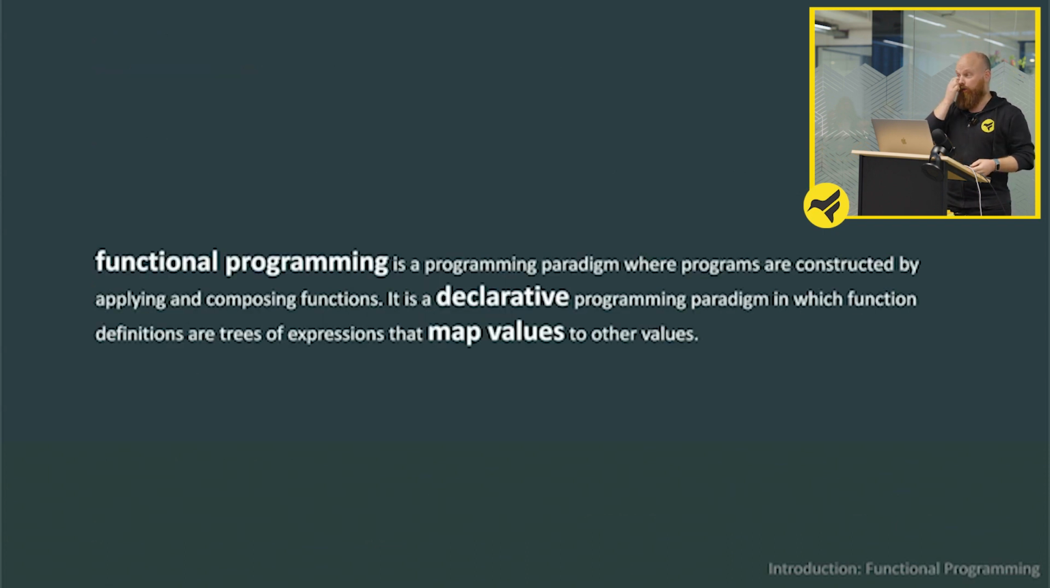Then something about functional programming. So I think that domain-driven design and hexagonal architecture and software in general can be really well modeled with functional programming as opposed to object-oriented programming. Because functional programming, this is just from Wikipedia, of course, because that's where I get my knowledge. Functional programming is a programming paradigm where programs are constructed by applying and composing functions, and it's a declarative programming paradigm in which function definitions are trees of expressions that map values to other values.